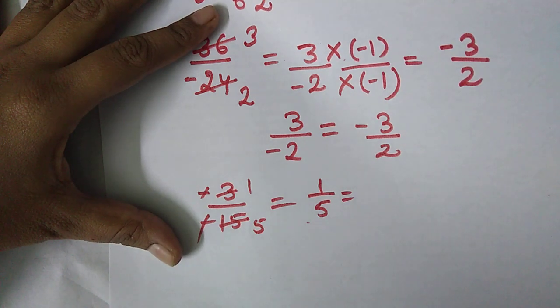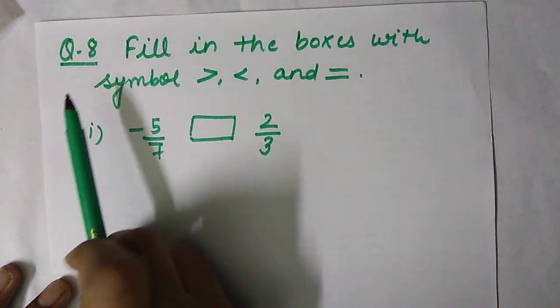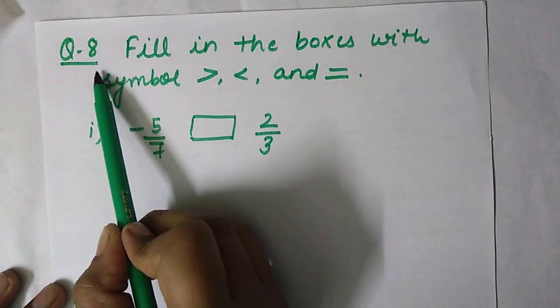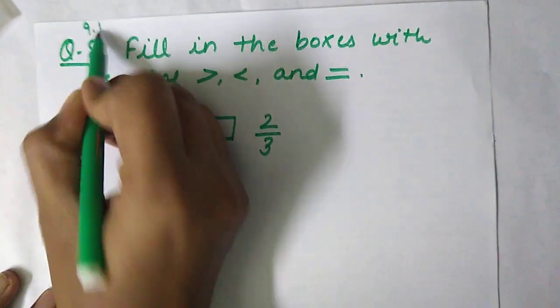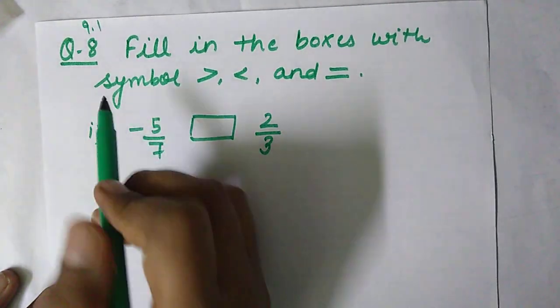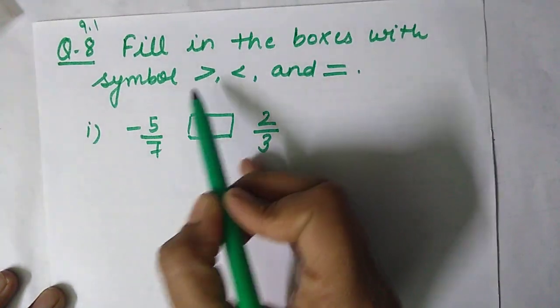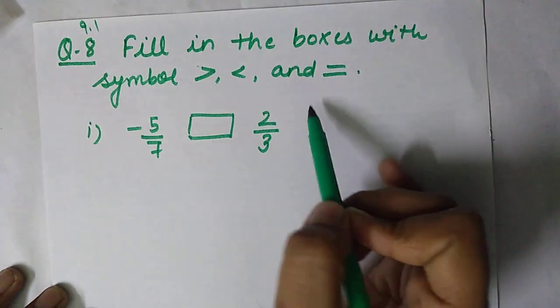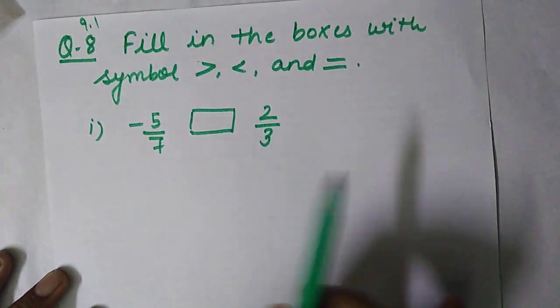Now I will explain how to compare rational numbers. Comparison means how to know which number is greater and which one is smaller. Okay, we will learn this. I am explaining the concept of comparison with question number 8 of exercise 9.1. In this question you have to fill the boxes with the symbol greater than, less than or equal to. Okay, this is comparison. We have to tell which one is greater and which one is smaller.